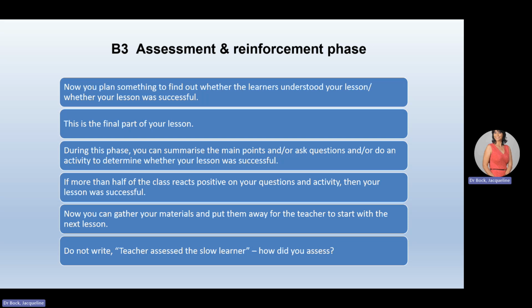Then you will have to reteach so that they understand. And also, now you can gather your materials and put them away for the teacher to start with the next lesson. Once you're done with your lesson, you may have used resources. Make sure that you remove what you have used so that the teacher has a clear and clean surface to work on.